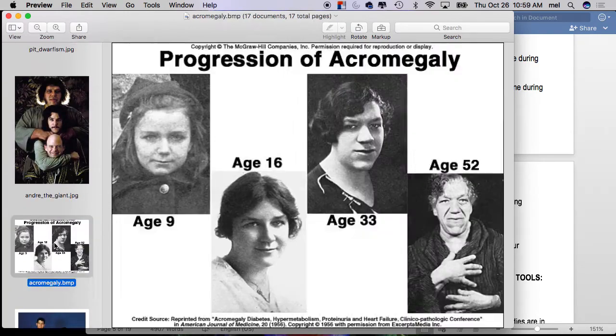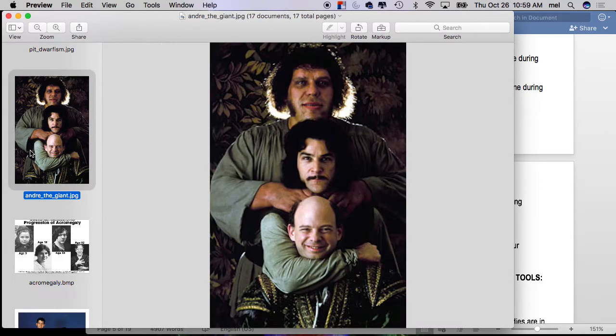This is a woman, really old pictures, watching the progression of acromegaly. She was also a pituitary giant, but acromegaly as she gets older. Look at the change in her facial structure as you get the progression of acromegaly. So it really can dramatically change your appearance. And now that you know what acromegaly looks like, you can see it in his face.